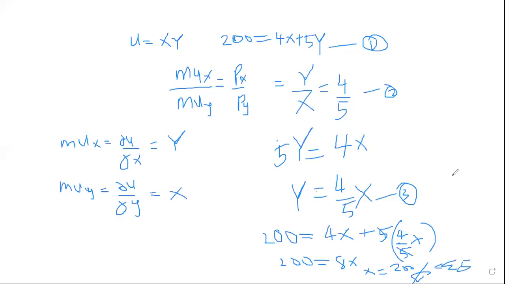Now, once I know x, I can easily find y because I know that y is equal to 4x over 5. And then x is 25. So you just put it there and then you work it out. So y is equal to 20. Right? Now try your hands on this and let's see.